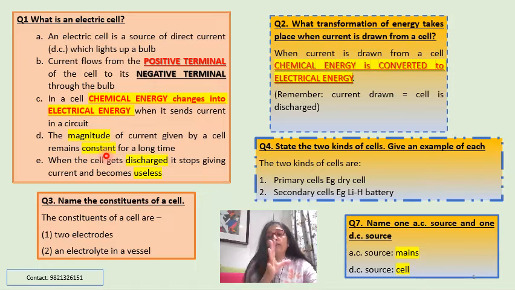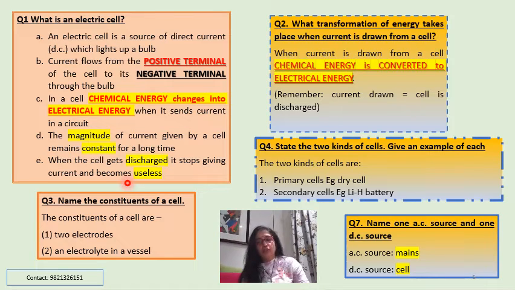The magnitude of current given by a cell remains constant for a long time. Not high in the first second and low in the second, no. It stays constant for a long time. Then it gets discharged, then it wanes away. When the cell gets discharged, it stops giving current and becomes useless. Right? This is a dry cell, this is a primary cell.